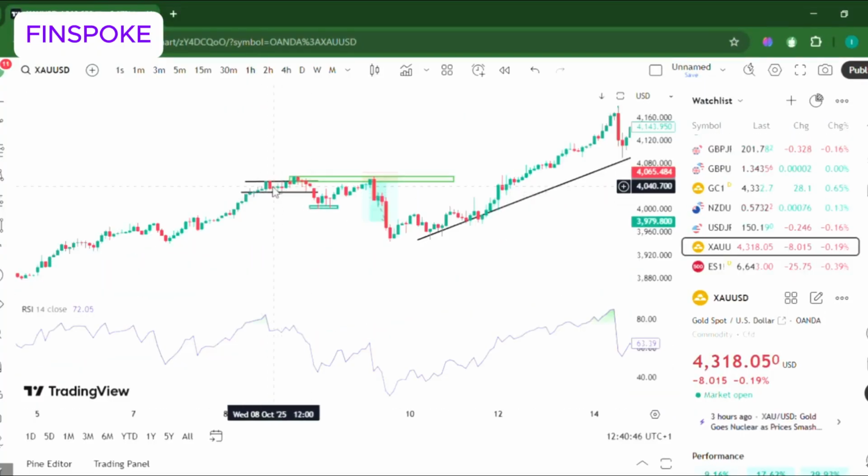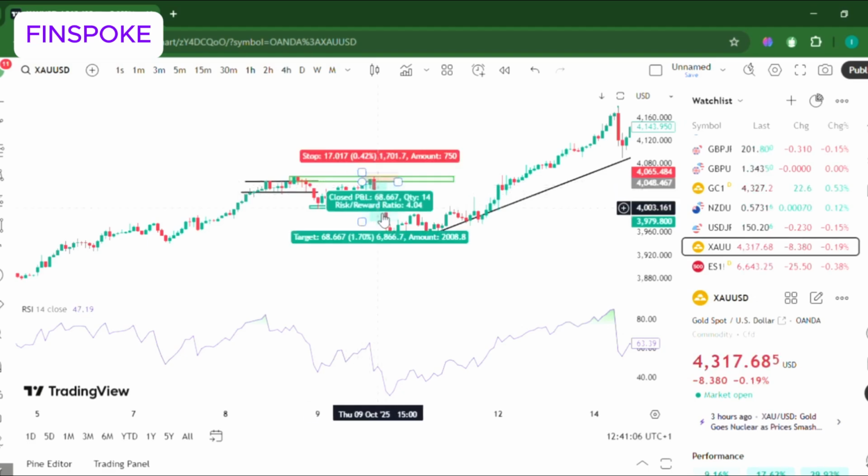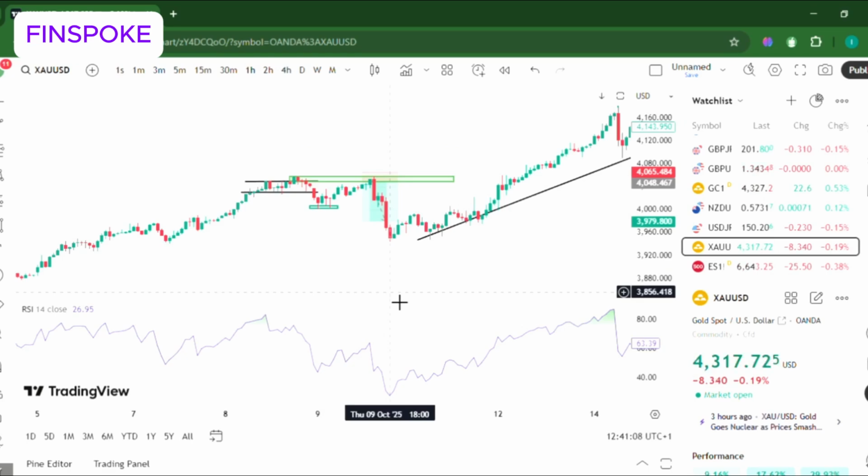Price starts consolidating. The moment it breaks out of this consolidation, that is when price is ready to move to the downside. You can see that price broke out from this consolidation, pushed up a little bit, and now starts going in the opposite direction, which is this pullback that took place here.